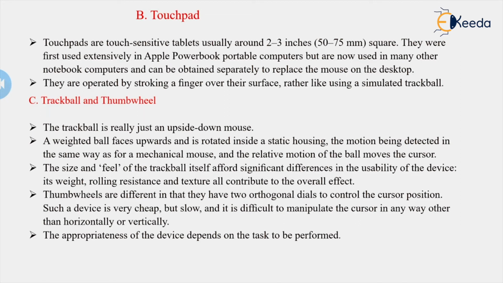And thumb wheels are different in their two orthogonal dials to control the cursor position. Such a device is very cheap but slow, and it is difficult to manipulate the cursor in horizontal and vertical directions. Another successful application for such a device has been drawing games such as Etch A Sketch, in which straight lines can be created. Two-axis thumb wheels are not heavily used in mainstream applications and are often included in a standard mouse. So the appropriateness of this device depends on the task to be performed.